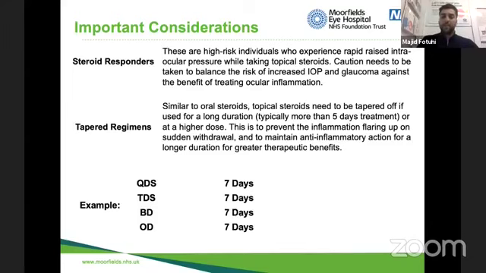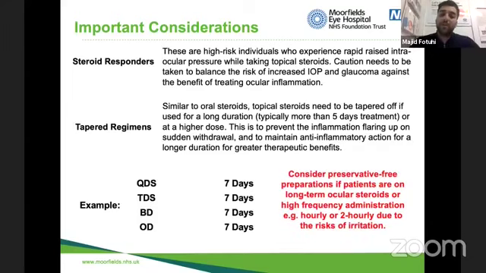Additionally, if you are using a tapered regimen, you should sometimes consider using a preservative-free preparation, and this is particularly relevant if your patient is taking high frequencies of steroid medications, for example, if it's hourly or 2 hourly, and it's for a long period of time. This is because the preservatives in some of the eye drops can irritate the eye, particularly the ocular surface, and this can complicate things. So sometimes we do give preservative-free preparations, and you should consider this if you're using steroids for a long time.